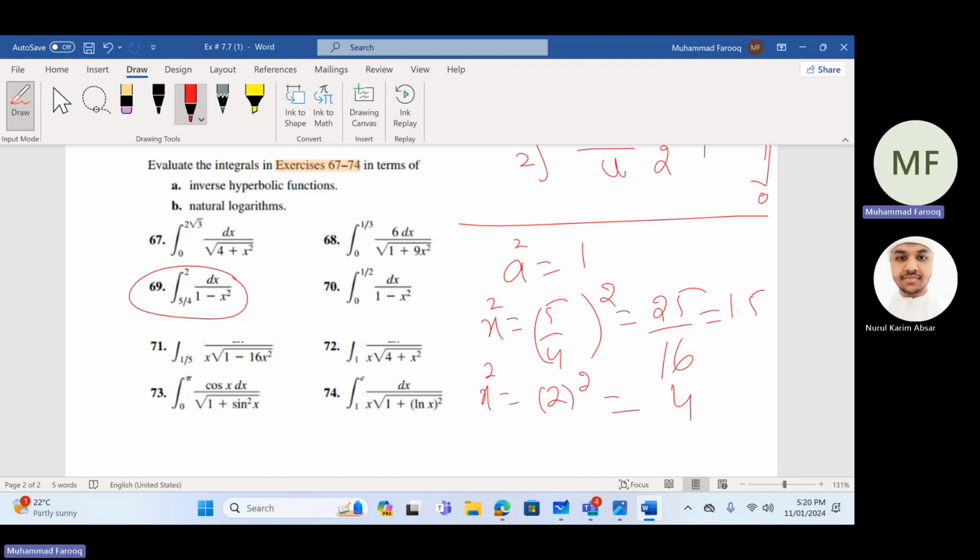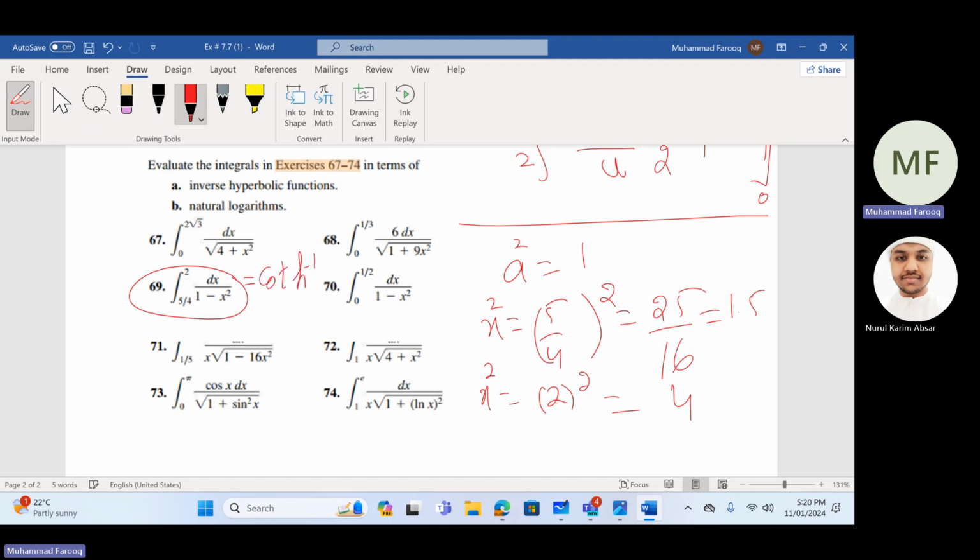What if the first one was? No, this never happened here. Chapter 8 will come, but right now it never happened. So it is 1 over A, which is 1, so no need to write it. Cotangent.